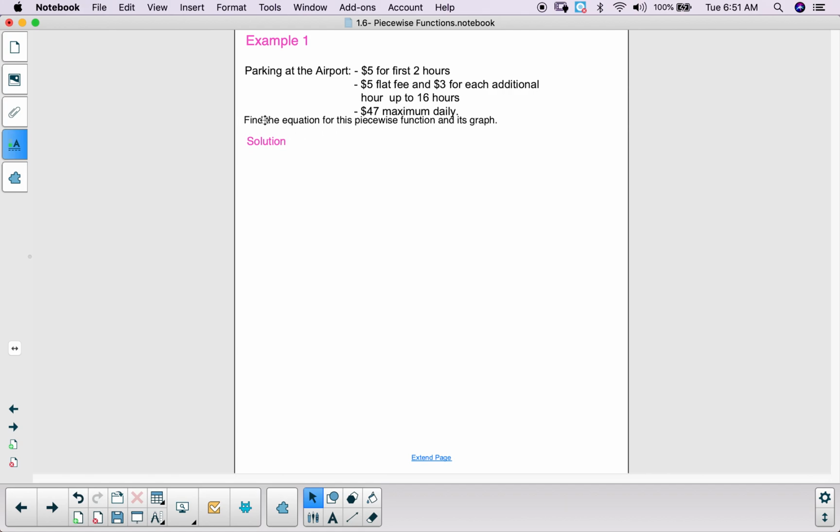So if you were to find the equation for this piecewise function graph, it's going to be divided into three parts because they're all different. So how do we go about finding out the equation for each of those and then graphing them? So let's break it up into the three parts and see each part separately.